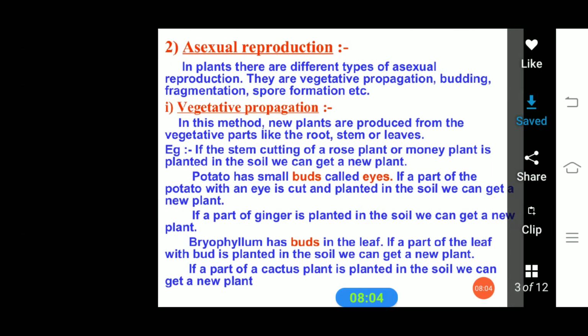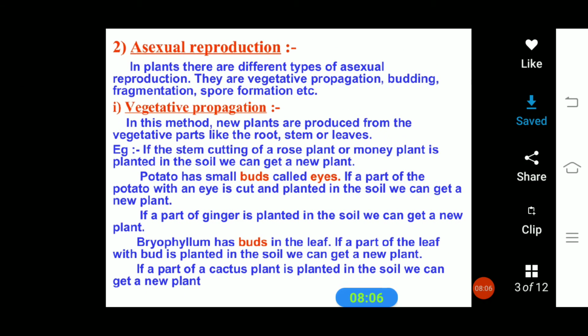Now in this class we will learn more about asexual reproduction. You have already learnt that in plants, new plants are produced without the help of seeds. In this there are different modes of reproduction: vegetative reproduction, budding, fragmentation, spore formation, and so on. Let us learn them one by one.